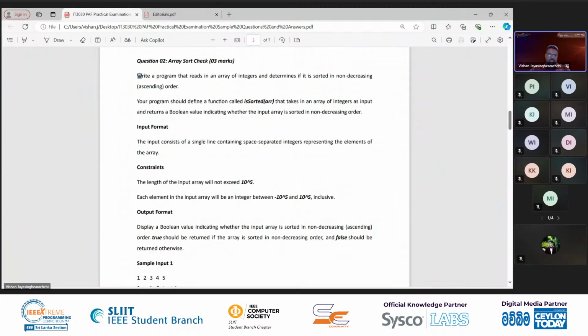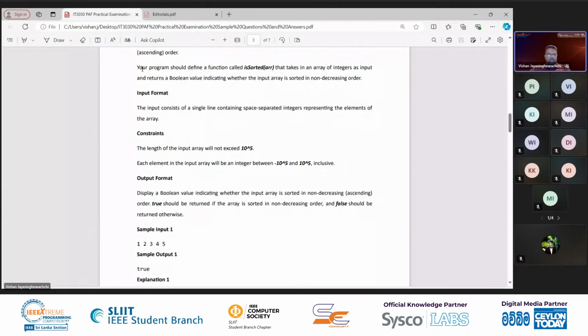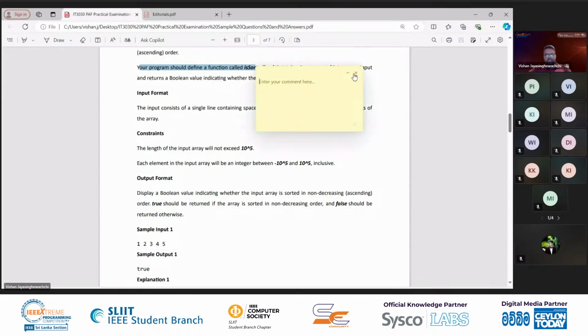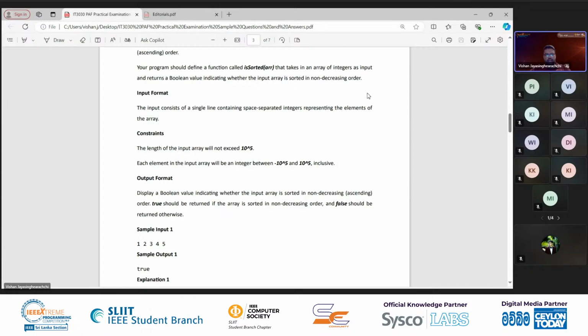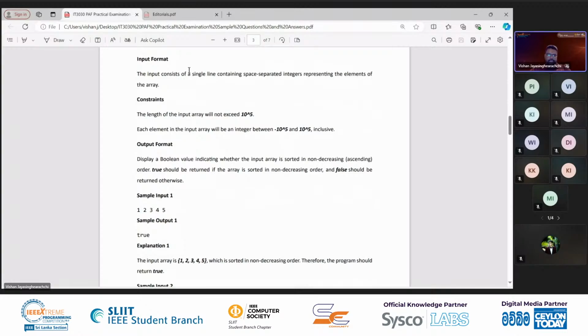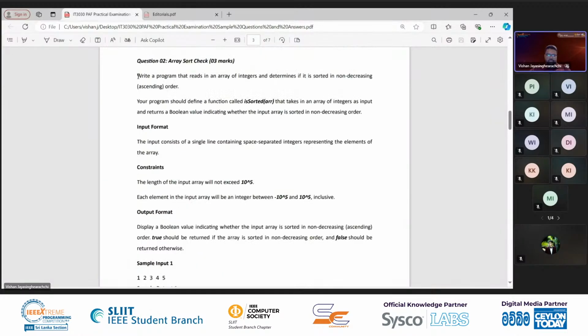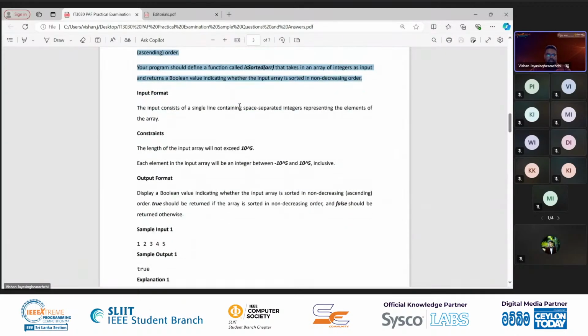This is what you're usually going to get when it comes to a competitive programming challenge. What you have here is a question or a challenge, which states that you need to write a program that reads in an array of integers and determines if it is sorted in ascending order. Your program should define a function called isOrdered that takes in an array of integers as input and returns a Boolean value indicating whether the input array is sorted in ascending order, non-decreasing meaning ascending order. This is what needs to be done.